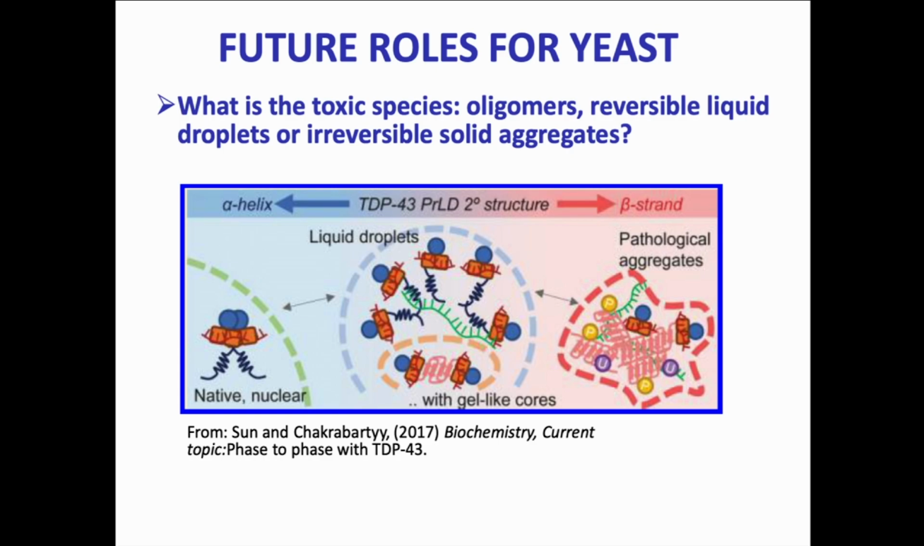In this cartoon that I've borrowed from a 2017 review, the liquid droplets, which are reversible, the proteins go in and out of that if you do FRAP, is shown as sort of a precursor to the pathological irreversible aggregate that, if you do FRAP, it's solid as a rock. And he lists this as being the pathological aggregates. But actually, we don't know that these are the pathological aggregates. It could just as well be that these liquid droplets are the pathological aggregates or the oligomers. So yeah, these structures are all found both in vitro, in humans, and in yeast.